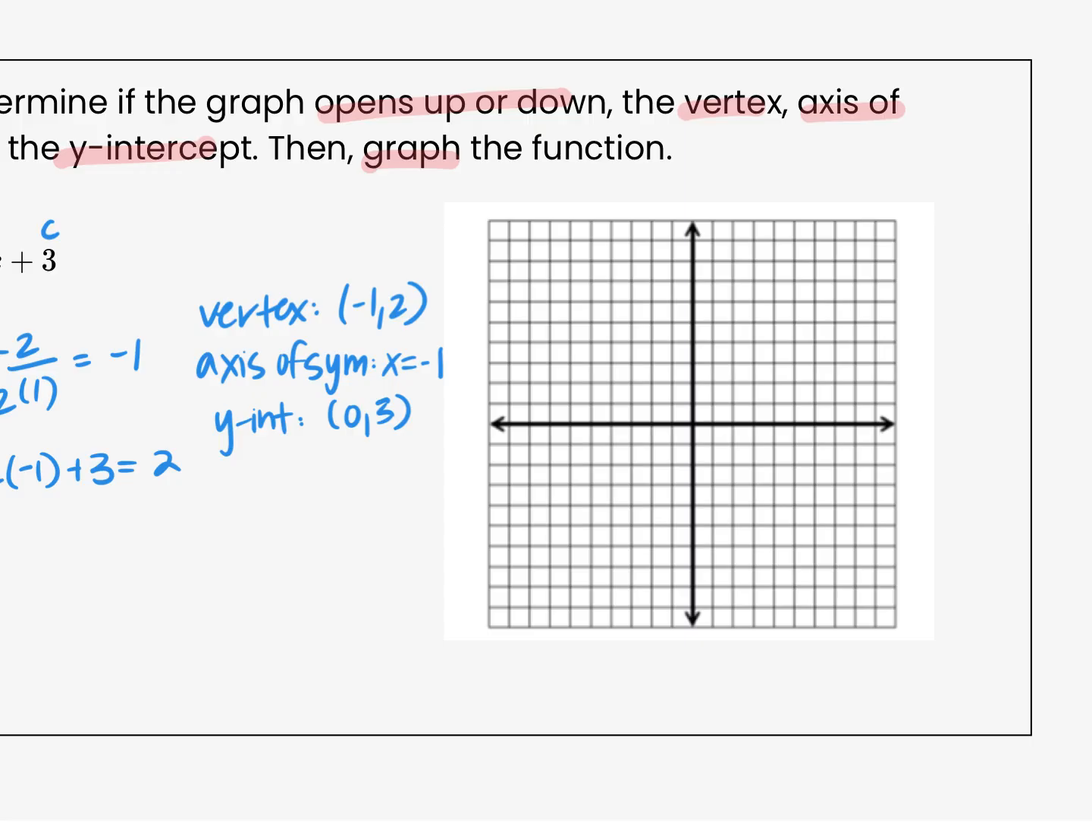Okay, so now that we've figured all that out, we're just going to graph it. So I'm going to start with negative 1, 2. My axis of symmetry is at negative 1. I'm going to draw that in. I'm going to graph my y-intercept, 0, 3. Whatever I do on one side of the axis of symmetry, I need to do on the other. So there's my other point. And then connect the dots. So there's my parabola.